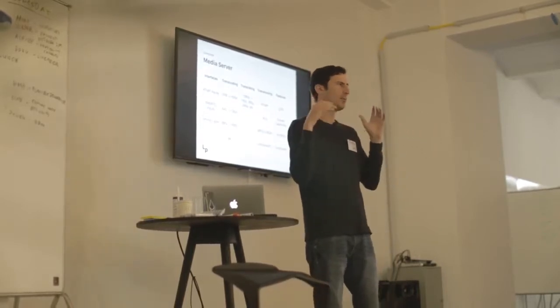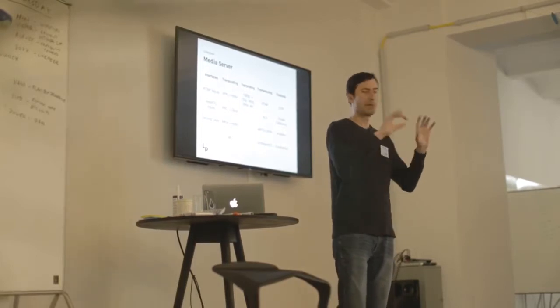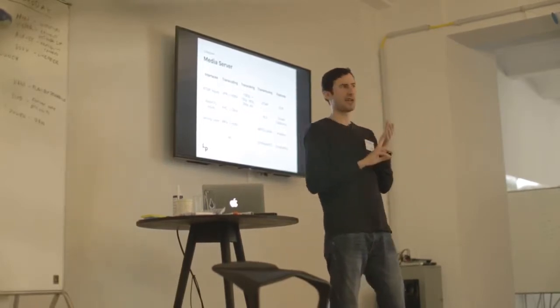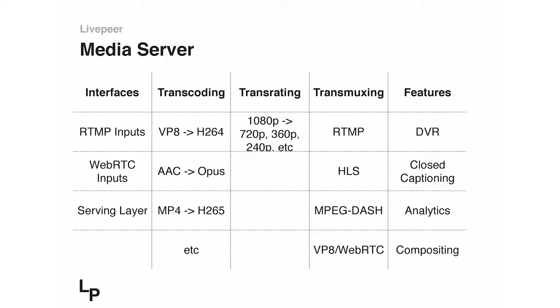But the hardest, CPU-intensive stuff is what happens in the middle. It's this transcoding, transrating, transmuxing. Transcoding is dealing with codecs. It's taking an input video over MP4 or VP8, like in WebRTC, and converting it into H.264, which is probably the most popular codec to date. And this is a pretty CPU-intensive process. You also need to do that for audio, even within a video stream. So you maybe go from Opus to AAC or other audio codecs as well.